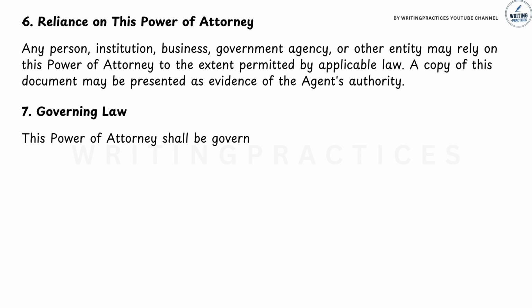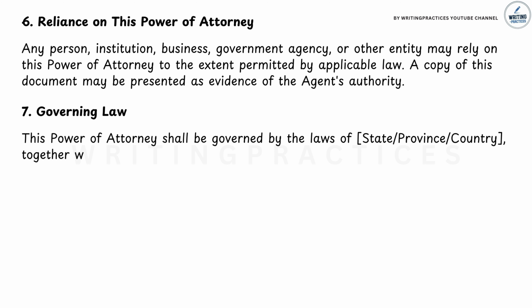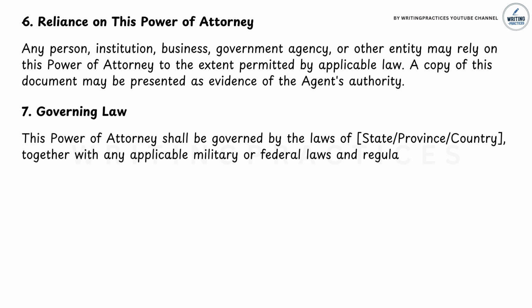This power of attorney shall be governed by the laws of Virginia, together with any applicable military or federal laws and regulations. This section identifies the law that governs the document. In this example, Virginia law is identified. This can be especially important when the service member, agent, property, and organizations involved are located in different states. Because military personnel may also be subject to applicable federal and military requirements, the appropriate rules should be verified before executing the document.